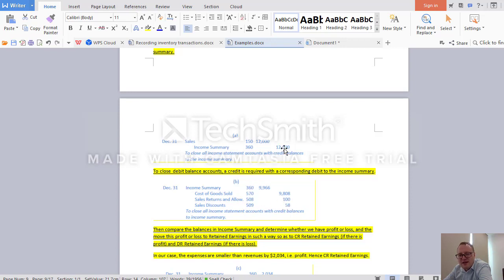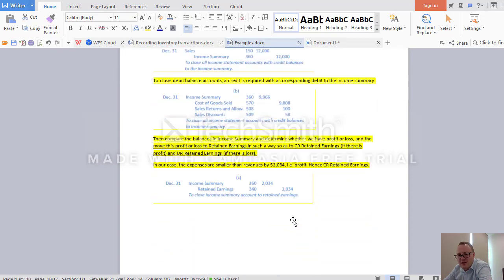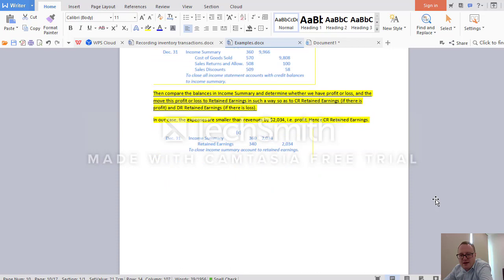So you will have in the income summary account one side with 12,000, the other side with 9,926. So clearly the revenue side is bigger than the expense side and contra revenue side. Therefore we will have a profit of 2,034, and you will move it into retained earnings in such a way that retained earnings are increased and therefore credited. And for that you need to debit the income summary 2,034. So that's how you do it.